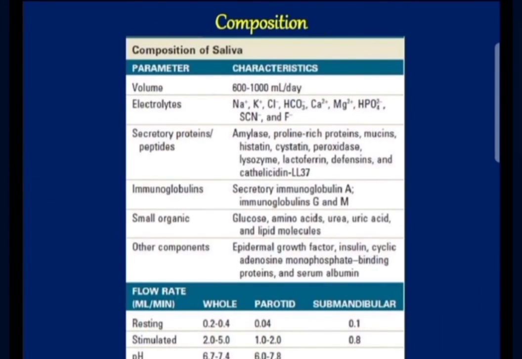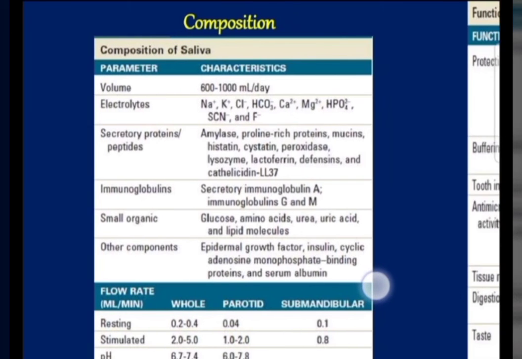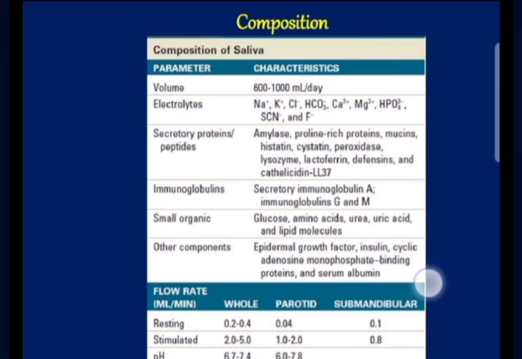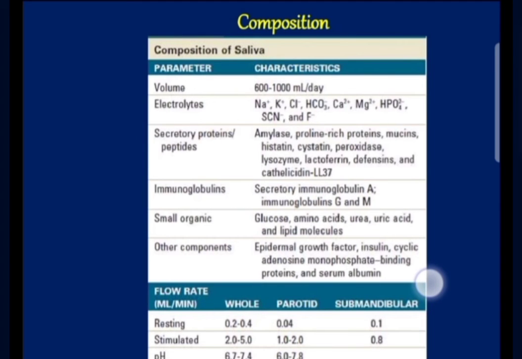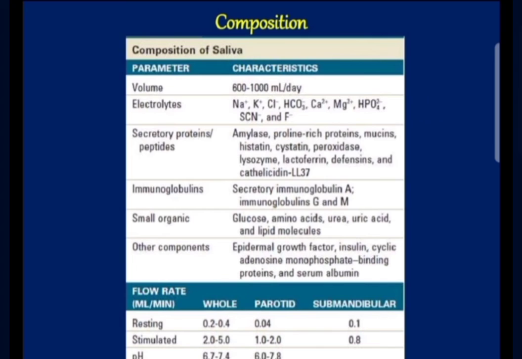Composition of the saliva: daily we have got 600 to 1000 milliliters. There are sodium, potassium, chlorides, bicarbonates, calcium, magnesium. The secretory proteins are the amylase, proline-rich proteins, mucins. There are immunoglobulins present, the secretory immunoglobulin A, IgG and IgM. The small organic substances, the glucose, amino acid, urea, uric acid and lipid molecules are also present. Other components of the saliva are the epidermal growth factor, insulin, cyclic adenosine monophosphate.